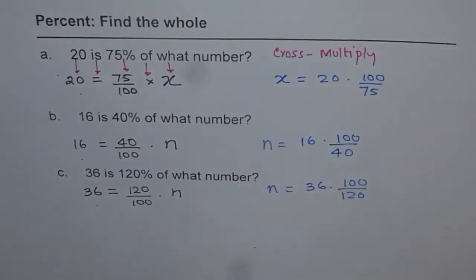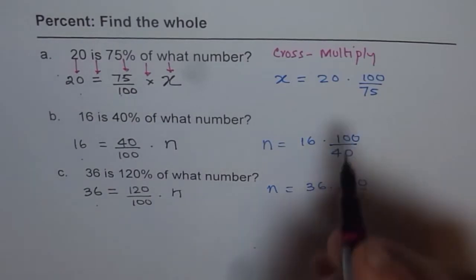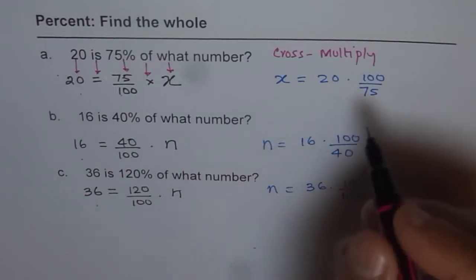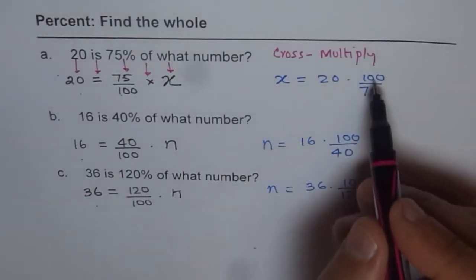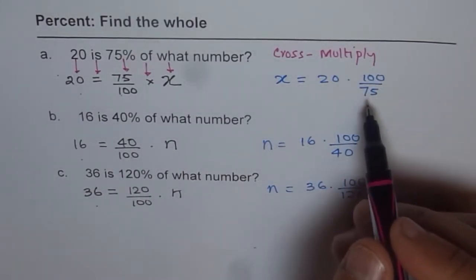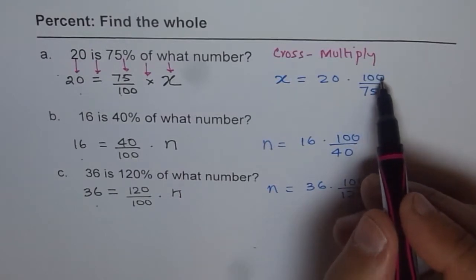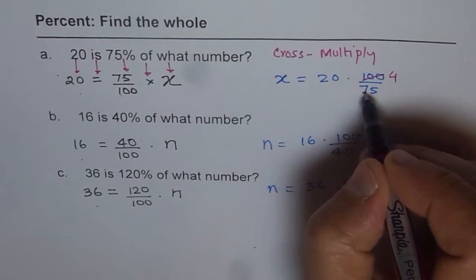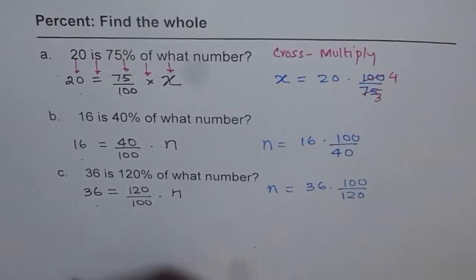The last part is probably the simplest part, which is to find the solution. You can always use your calculator and find your solution. That's one way. The second is equivalent fractions, which we did. We can simplify 100 over 75, you know, quarters. There are 4 quarters in 100, 3 in 75. So you can write this as 4 over 3. Do you see that?